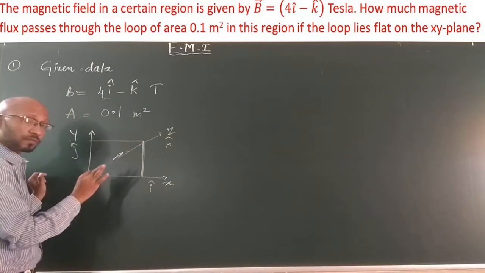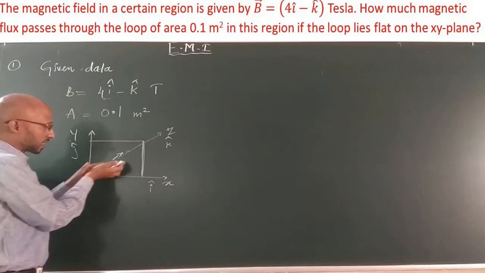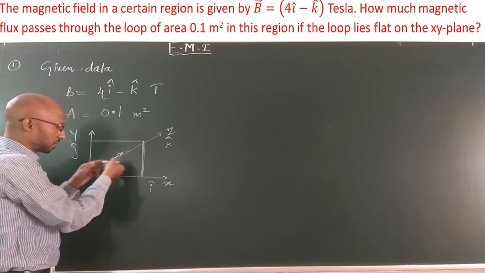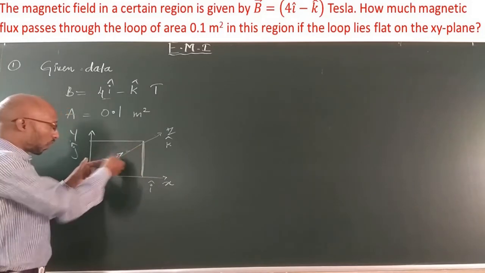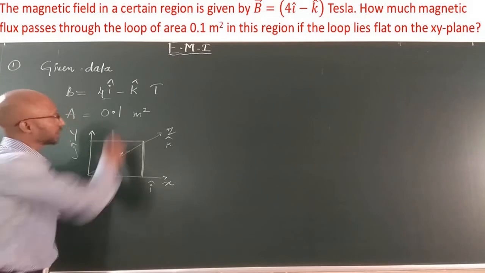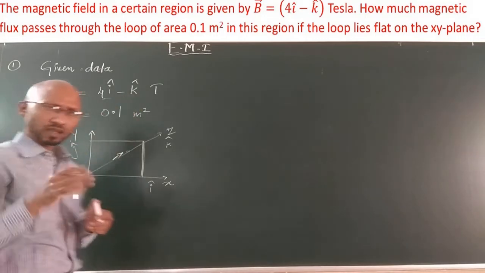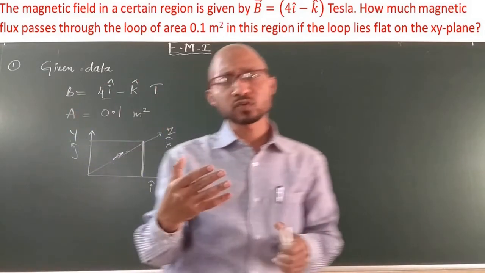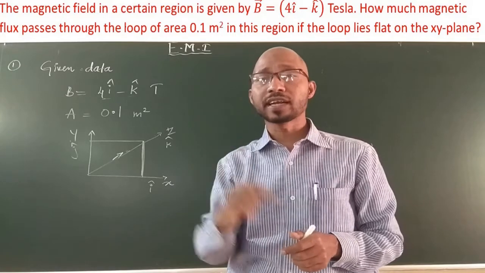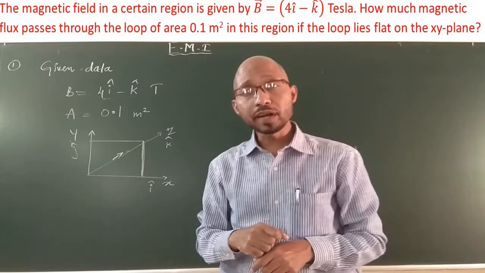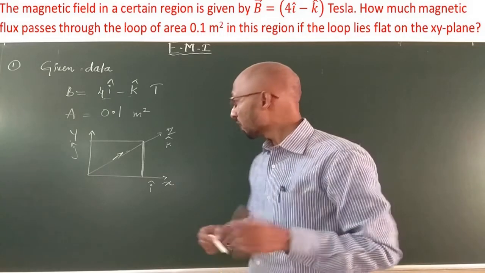Now, there are two field components. One is parallel to the x-axis, which means parallel to your plane, and one is perpendicular to your plane, which is the k vector. Now, according to the definition of flux, flux is how many magnetic field lines are crossing normally per unit area. That is what gives the flux.